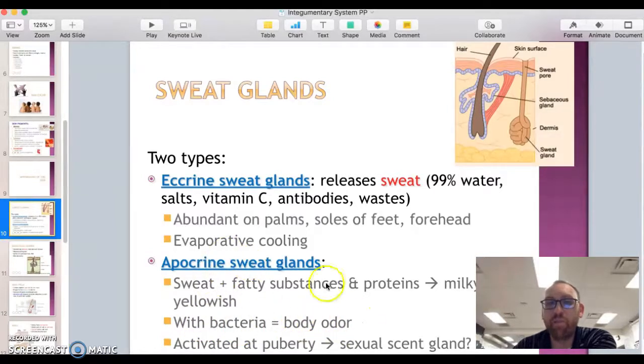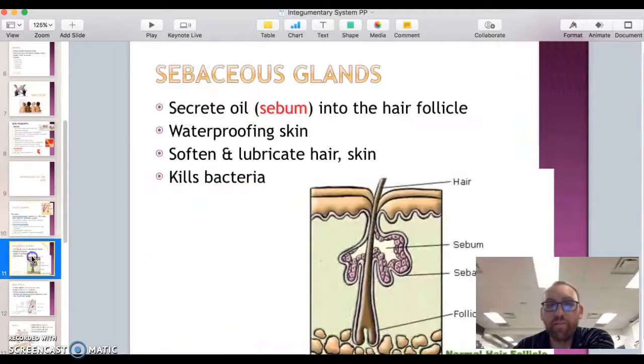These are the ones that really produce a lot more of what we consider to be body odor. They both play a role in cooling your body. So that's one of the appendages of the thing. You also have sebaceous glands. Sebaceous glands are oil glands. So oil is there and they sit here.